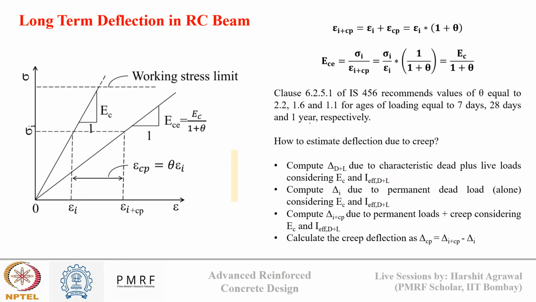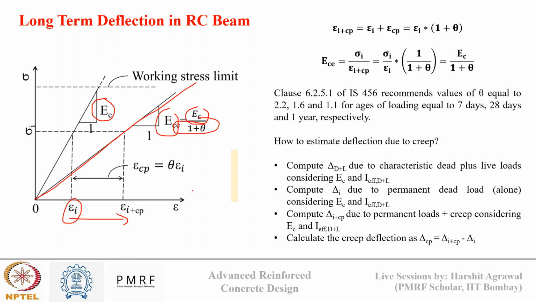So if we understand this from the stress versus strain distribution, for a particular sigma i, initially the modulus of elasticity of concrete is represented by Ec, and the corresponding strain is epsilon i. Now if this load is maintained under sustained loading, what will happen? The strain will increase from epsilon i to epsilon i plus epsilon cp. So the modulus of elasticity of concrete will reduce from Ec to Ece, and by what factor? By a factor of 1 plus theta.